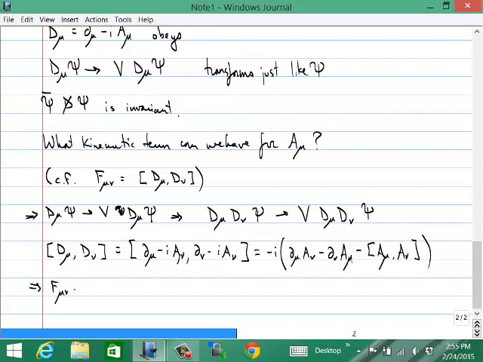So, in analogy with electromagnetism, we can define the field strength to be this quantity in the parentheses right here. So it has this additional commutator term.